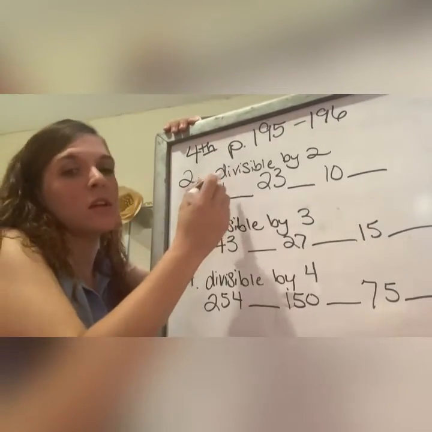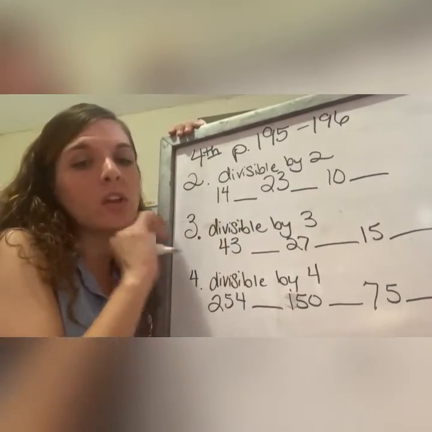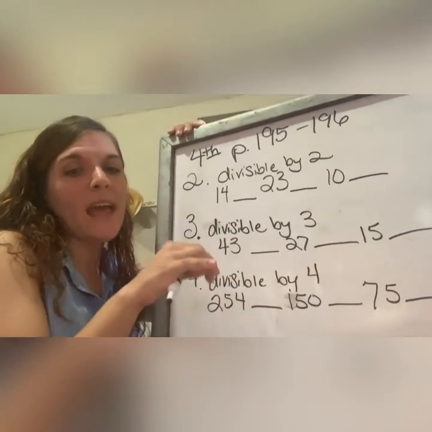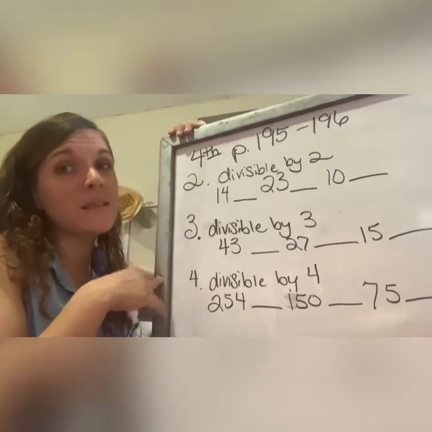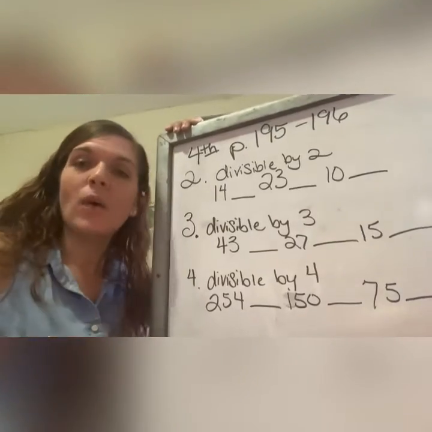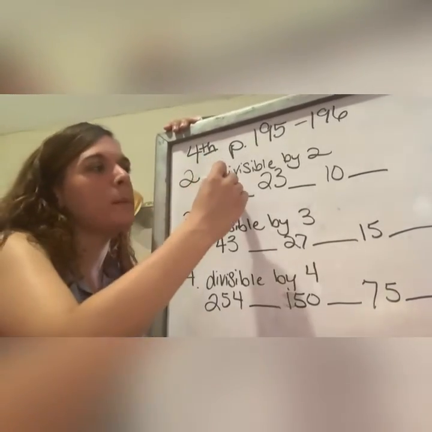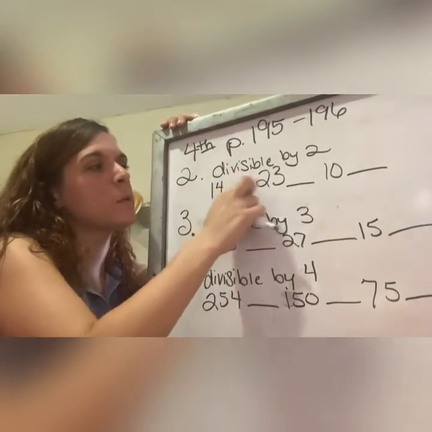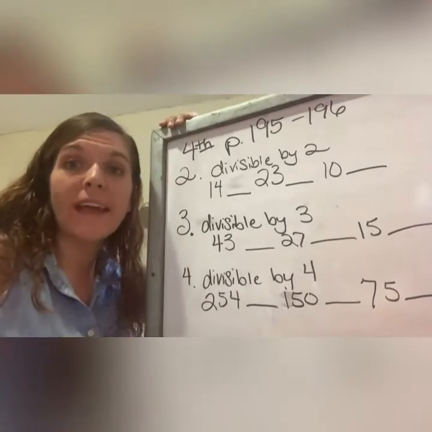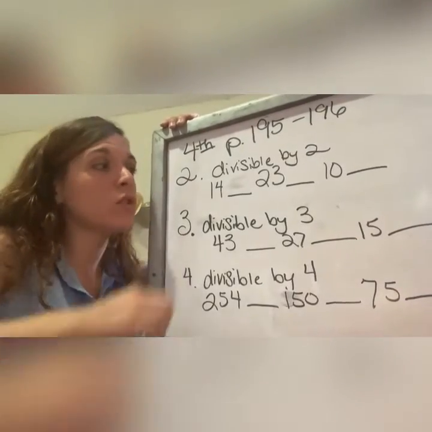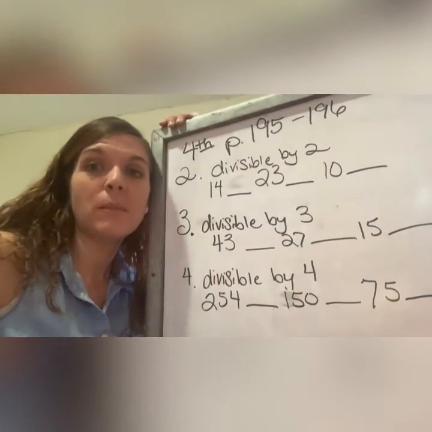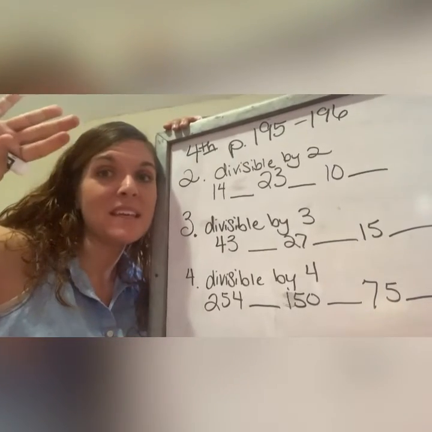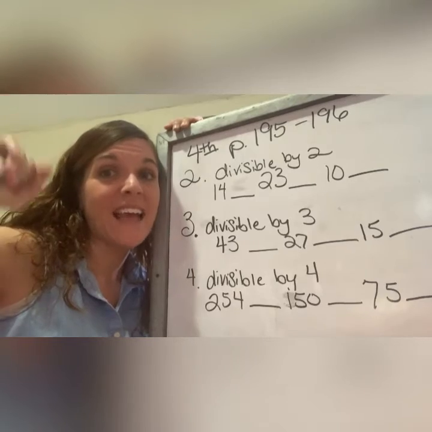Divisible, look at what it says. Skip number 1. Look at number 2. Place a check in the blank if the number is divisible by 2. Well, how do you know? So you put a check in the blank if it's divisible by 2. Well, what does divisible mean? It means, can you divide it by 2? So raise your hand. Do you think 14 can be divided by 2? Yes, no, maybe. Yes. You want to know how?